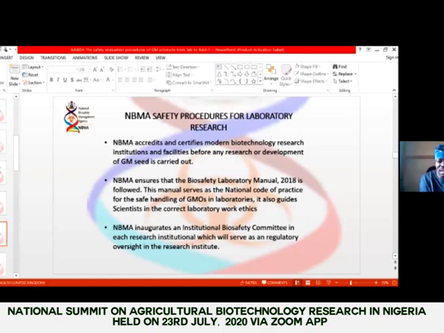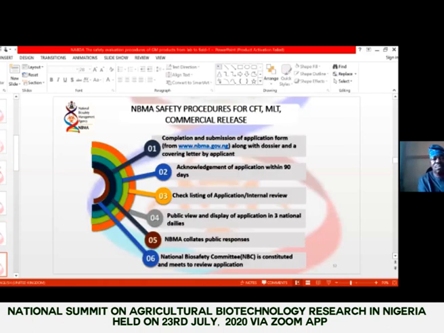NBMA accredits, as earlier said, and certifies modern biotechnology research facilities as well. NBMA ensures that the Biosafety Laboratory Manual 2018 is followed, so that the procedures prescribed within the manual are observed. The NBMA safety procedure also covers confined field trials, multilocational trials, and commercial release.